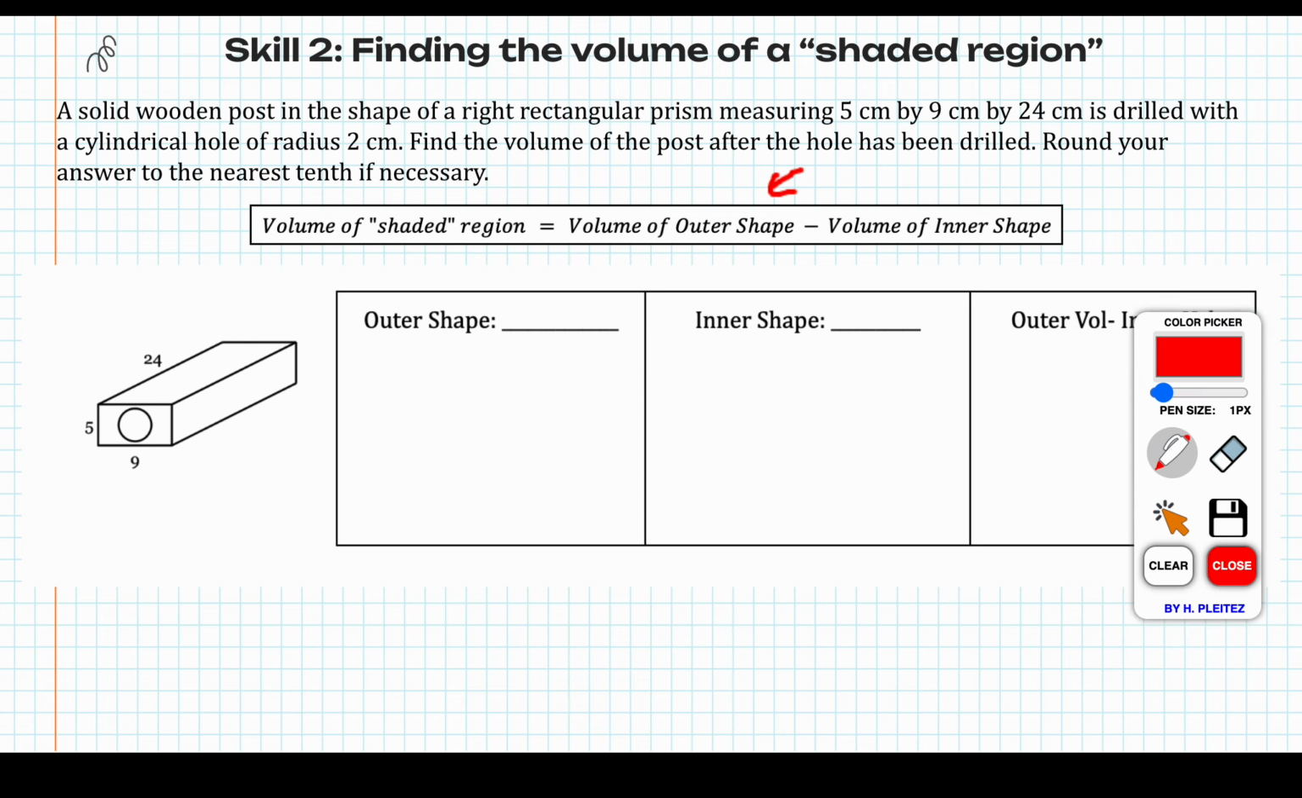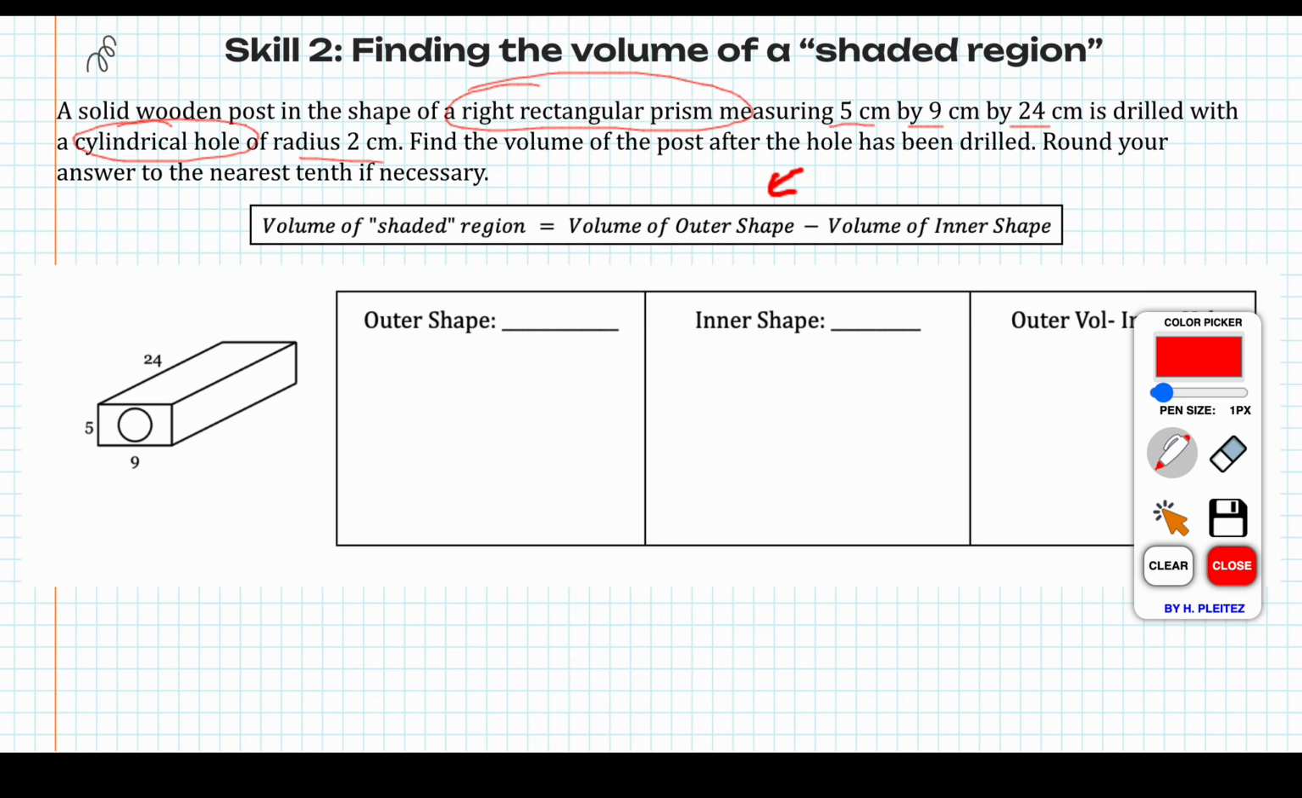So here we have a solid wooden post in the shape of a right rectangular prism. So that's going to be our first shape. That's important. We're highlighting that. Measuring 5 by 9 by 24, it is drilled with a cylindrical hole with a radius of 2 centimeters. Find the volume of the post after the hole has been drilled. Round your answer to the nearest tenth if necessary.